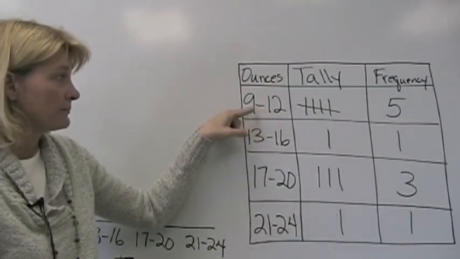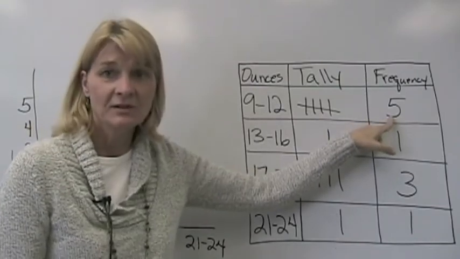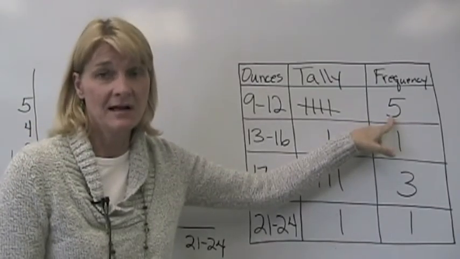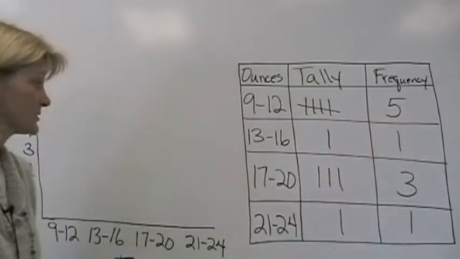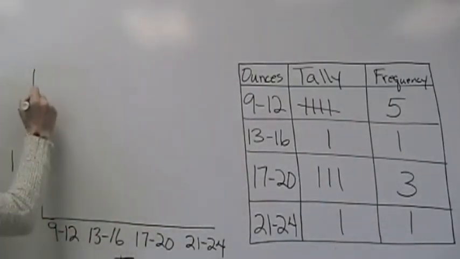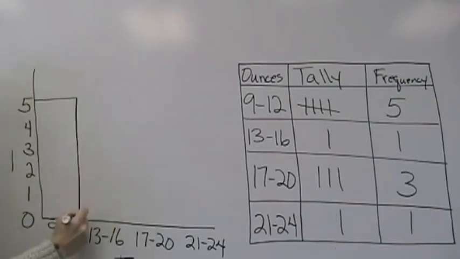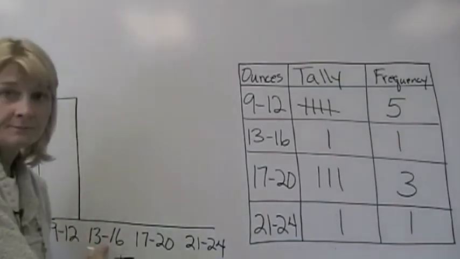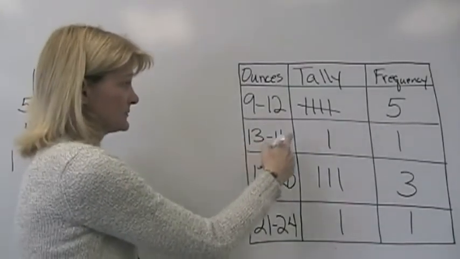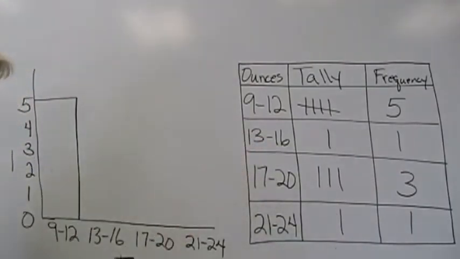And then what this means is between 9 and 12 ounces of cereal, 5 boxes have that much cereal in them. So the 9 to 12 interval will start at 5, because that's how many have 9 to 12 ounces. And then the next one is 13 to 16. Only one cereal box had that many ounces, between 13 and 16.